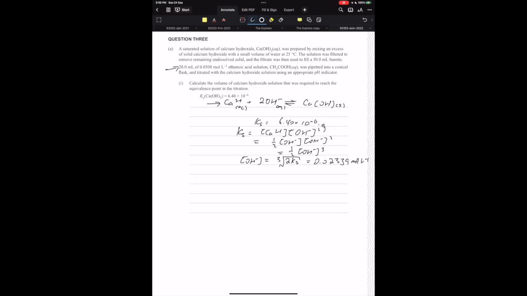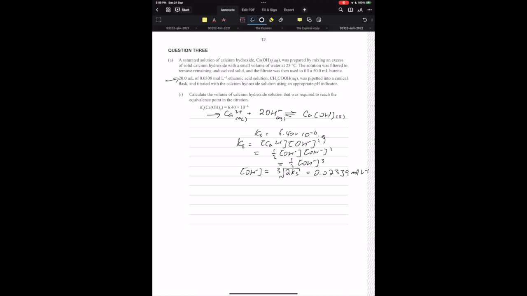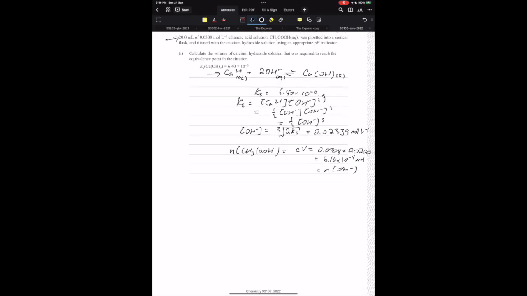And from there, it is pretty straightforward now. We know that the number of moles of ethanoic acid which was titrated is CV, the concentration of the ethanoic acid times its volume in liters, so we have to divide by 1,000. So 0.0308 times 0.02 is 6.16 times 10 to the negative 4 moles. And that is the same as the number of moles of hydroxide ions, because the hydroxide ions and the ethanoic acid solution would react in a 1-to-1 ratio. And so they would be equivalent at the equivalence point.